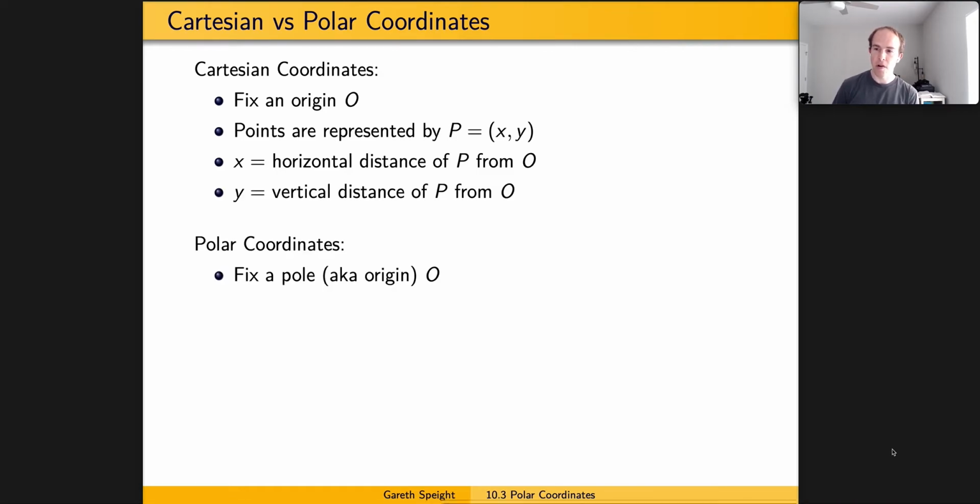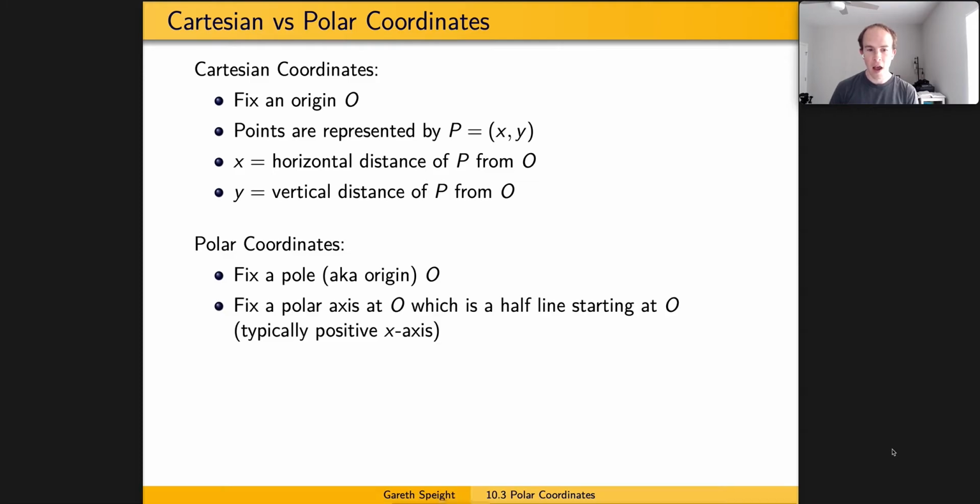Instead, with polar coordinates, we make the same beginning. So we fix a point, which is sometimes called an origin, sometimes called a pole in polar coordinates, but it's the same thing. And then we fix a polar axis, which is just a positive half line starting at the origin. This is our kind of 0 direction. And typically this is represented as the positive x-axis.